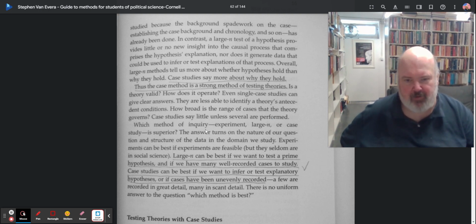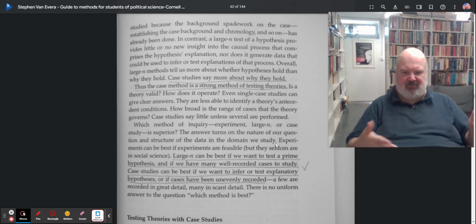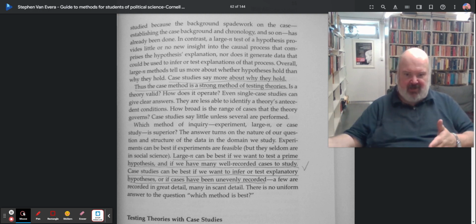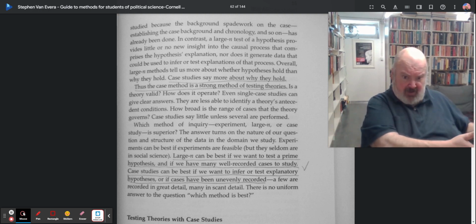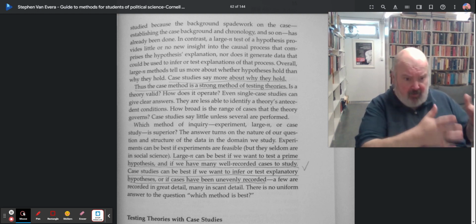Which method of inquiry, experiment, large N, or case study, is superior? Which of these is the answer? The answer turns on the nature of our questions and the structure of the data and the domain we study. So again, which of these is better? It depends on the nature of the question and the structure of the data we're dealing with and the thing we are studying, or the domain.